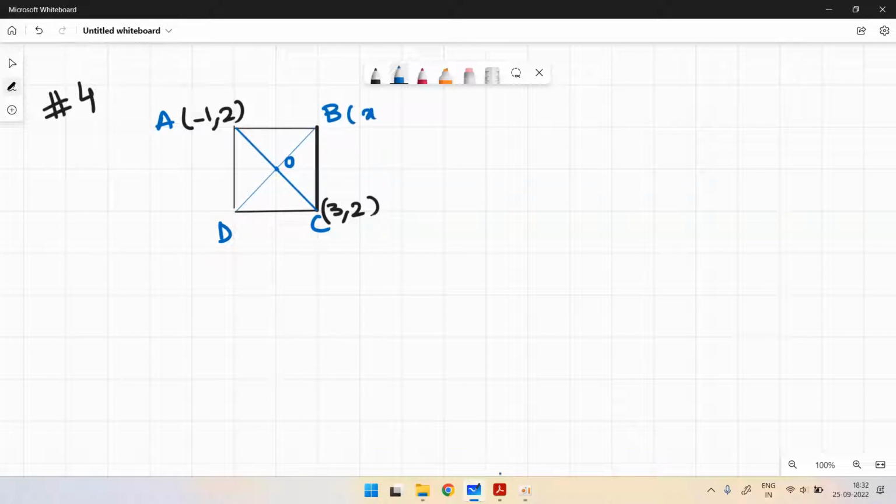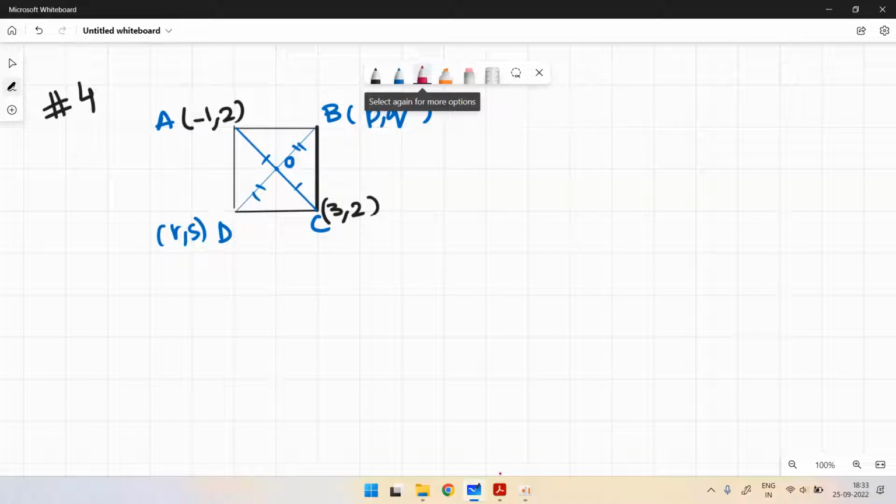Now you need to find this. I am taking this to be x1 y1, and this to be x2 y2, or alternatively you can take them as P, Q, R, S. Now you know that in a square the diagonals intersect each other and they bisect each other at the point of intersection.